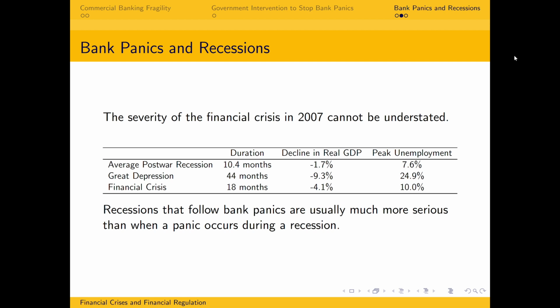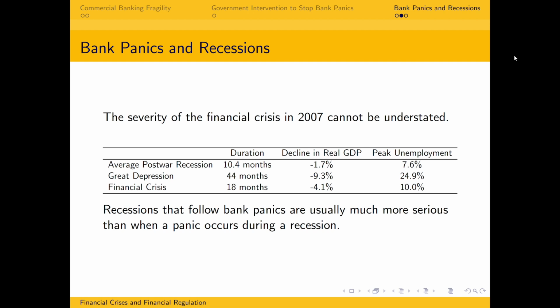However, the result was the same as any severe recession. As you can see in the table in front of you, the average post-war recession was just under a year, led to about 1.7% decline in real GDP, and usually see a peak unemployment rate of about 7.6%. The Great Depression and the financial crisis were by far the two worst, except for the COVID recession, which is a little bit different again.